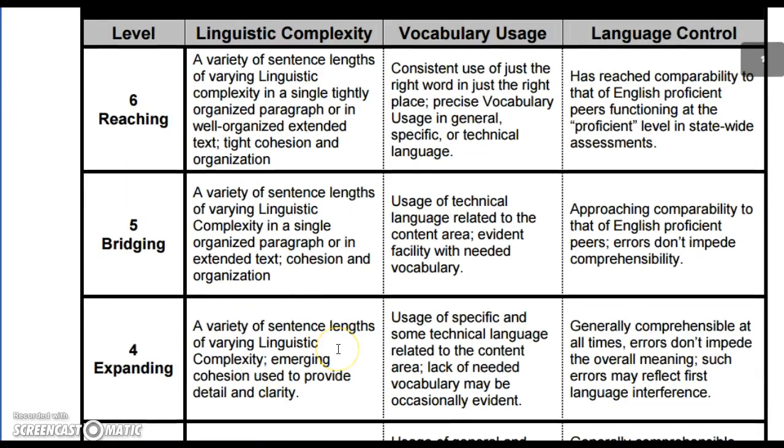At level 4, you'll see a variety of sentence lengths, and you'll see more cohesion. At level 5, even more cohesion and a lot more organization, and still some pretty complex sentences. And at level 6, you'll see near native level complexity, organization, and cohesion.